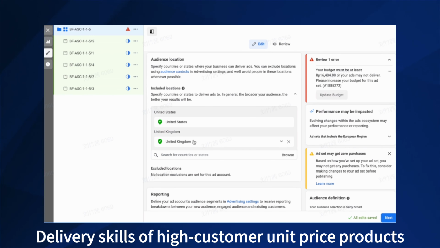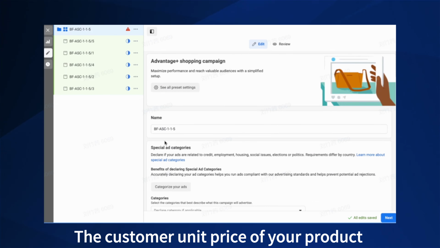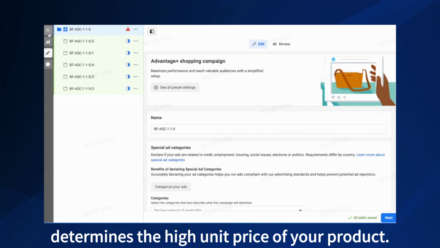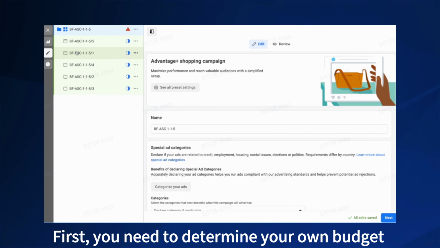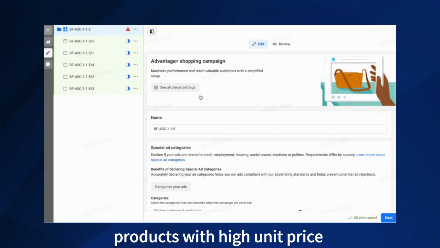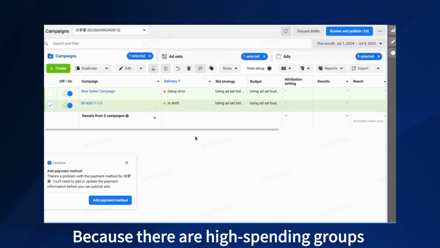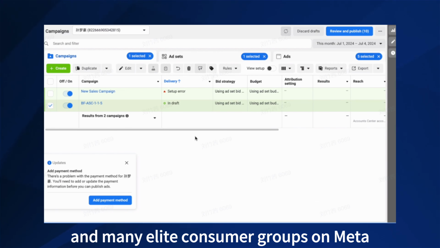Delivery skills of high customer unit price products. I think the first point is that the customer unit price of your product determines the high unit price of your product. First, you need to determine your own budget with your boss. You must make it clear that products with high unit price are expensive in this market, because there are high spending groups and many elite consumer groups on Meta.